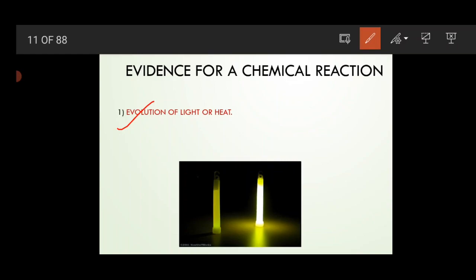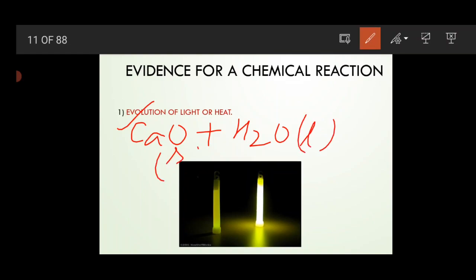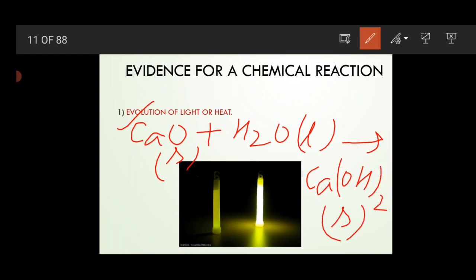For example, when you mix quicklime, which is calcium oxide, along with water, water is present in a liquid state and quicklime is present in a solid state, and after the reaction you will get slaked lime, which is also in a solid state, along with the liberation of heat energy. This triangle sign is a delta sign. This represents the presence or evolution of heat.